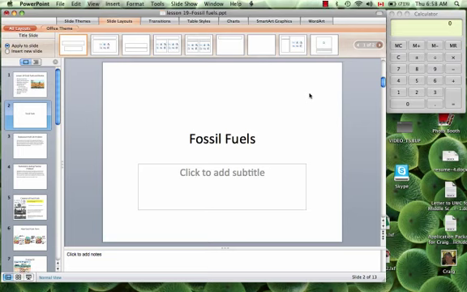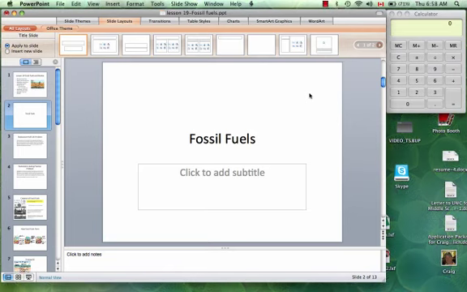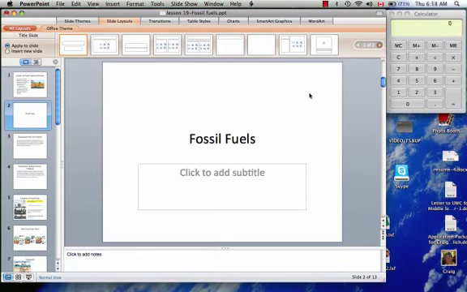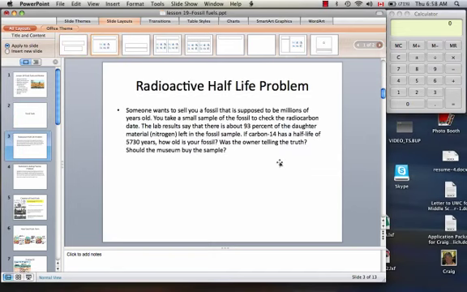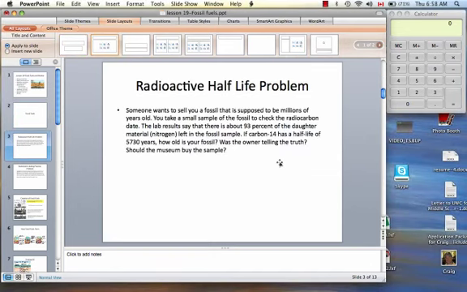Hi there. Let's look at our last topic in geology, and that is understanding how fossils might create fossil fuels. Before we do that, though, let's do a couple practice problems. Last lesson, we talked about the geological time scale.